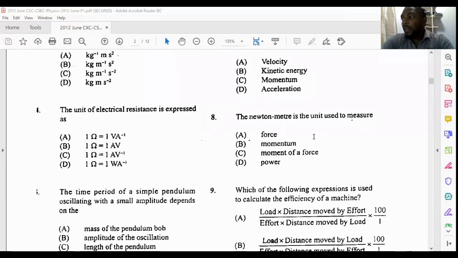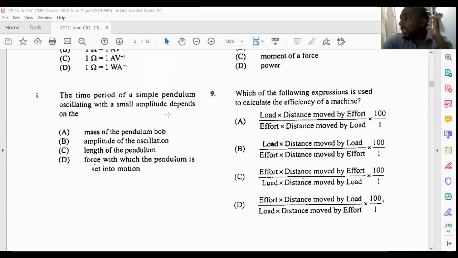Look at number 9. Which of the following expressions is used to calculate the efficiency of a machine? Efficiency is a ratio value which looks at the amount of work output over the work input. When we say work, we could still mean amount of energy, multiplied by 100, which gives you the answer as a percentage.